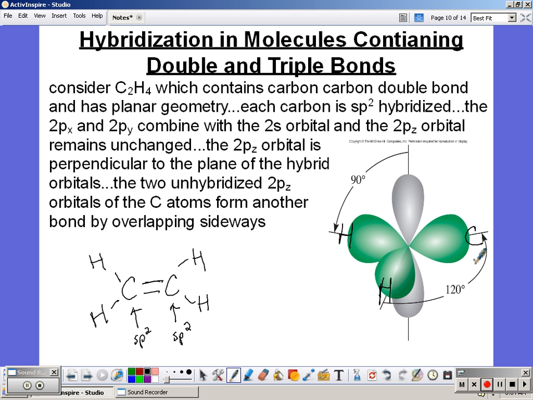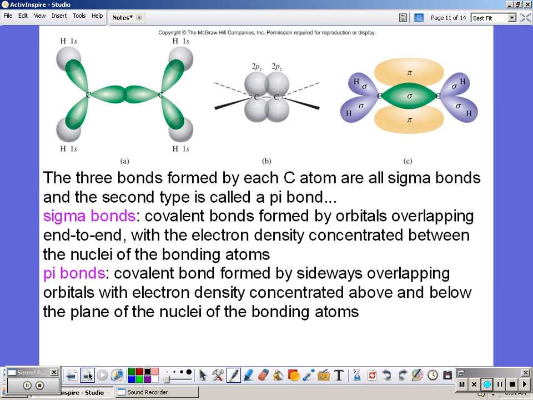In other words, this carbon over here also has a 2pz that is not being hybridized, and so we can form another bond there. So you have your one bond there, and then you have a double bond. The double bond is not made up of identical bonds. The 3 bonds formed by each carbon are all sigma bonds, and the second type is called a pi bond. Sigma bonds, the covalent bonds, are formed by orbitals overlapping end to end. The electron density then is concentrated between the nuclei of the bonded atoms.